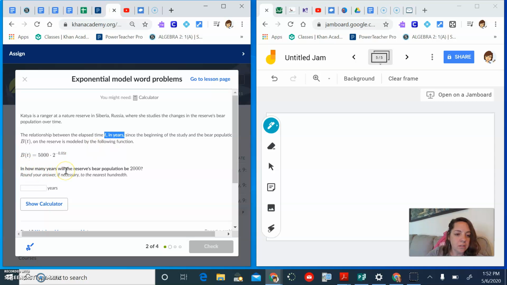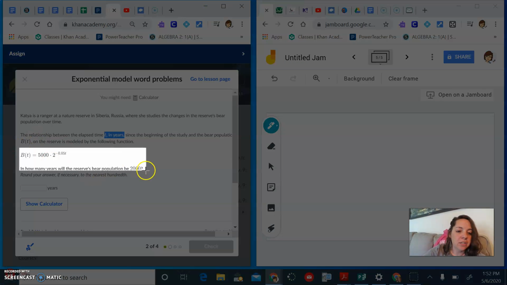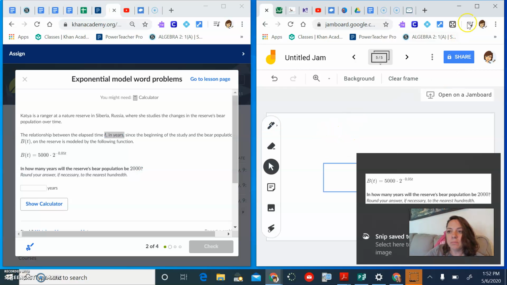How many years will the reserve's bear population be 2,000? My bad, can't read. In how many years? So how long will it take for the bear population to get to be 2,000? So that's what we're gonna pull over here.